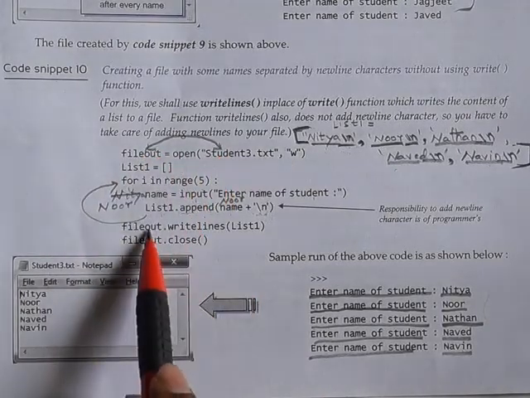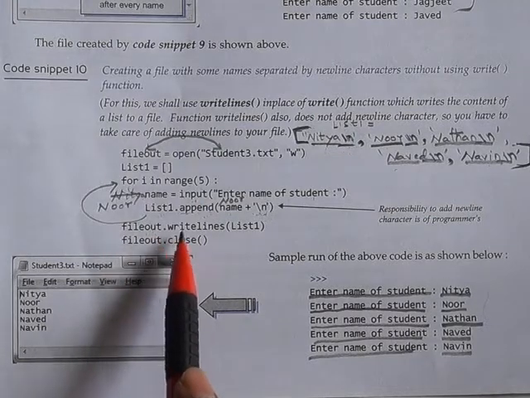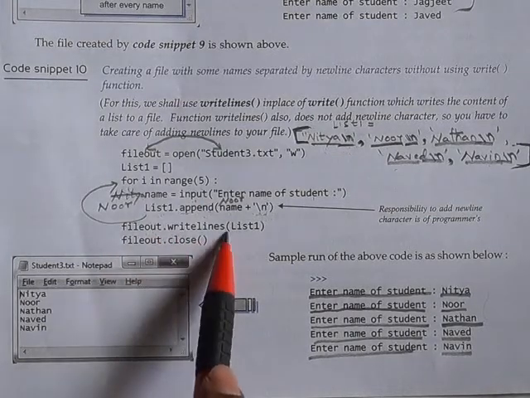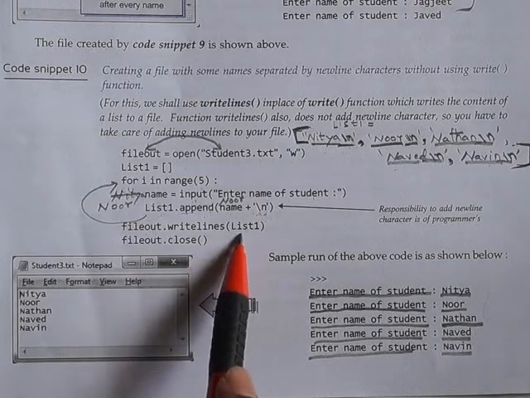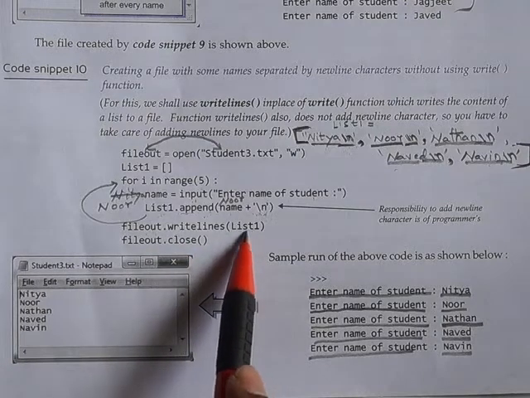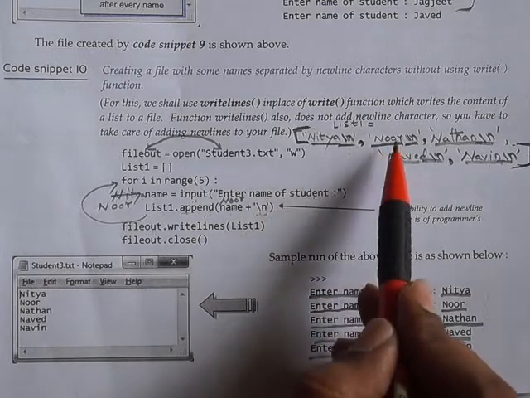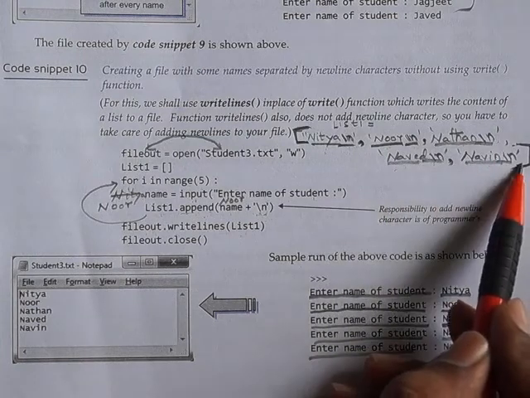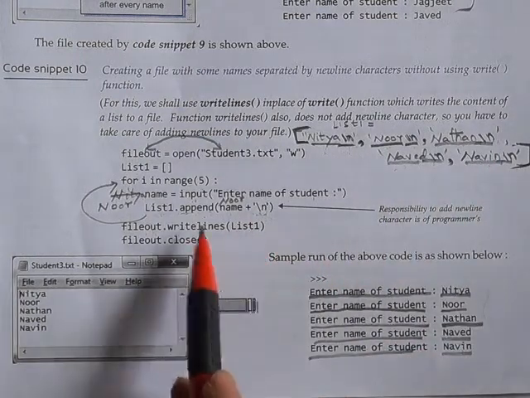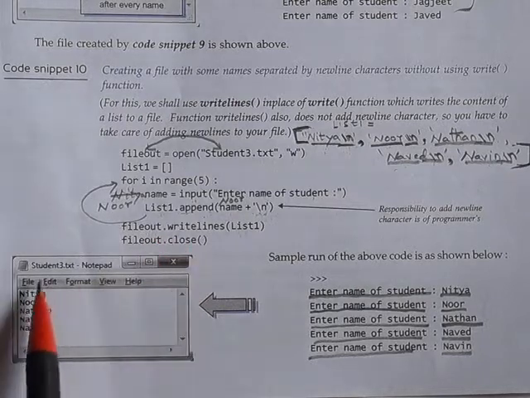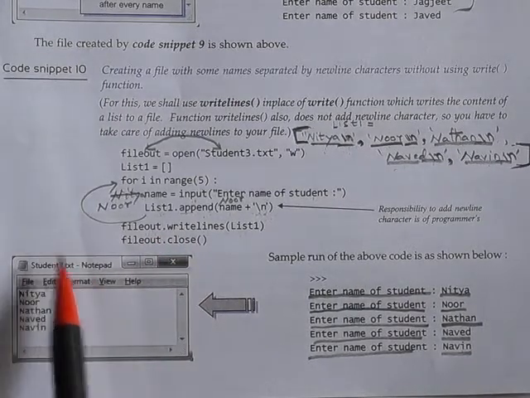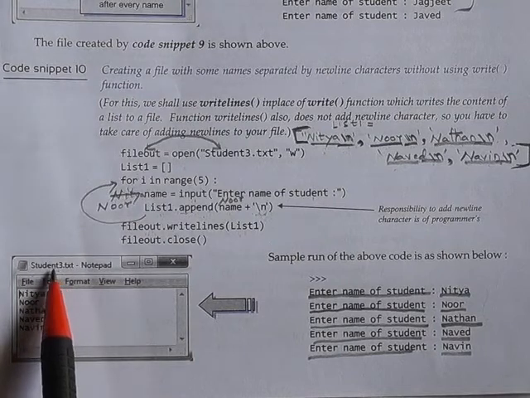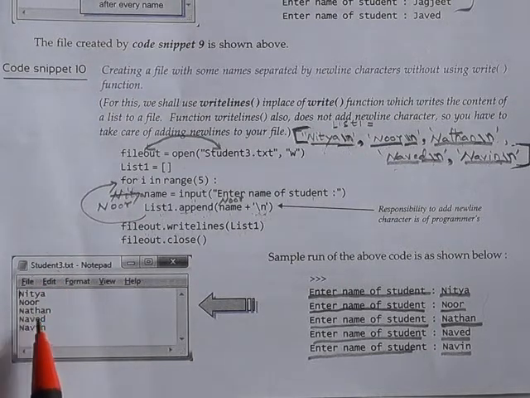Okay, fine. So in student3.txt we are going to write lines. We are going to write lines list 1. So list 1 contains Nitya enter, Noor enter, Nathan enter, Ned enter, Naveen enter. So all these things will be written in student3.txt. So this is student3.txt. In this text, all these things will be written: Nitya, Noor, Nathan, Ned, Naveen, with enter. Okay, that's all.